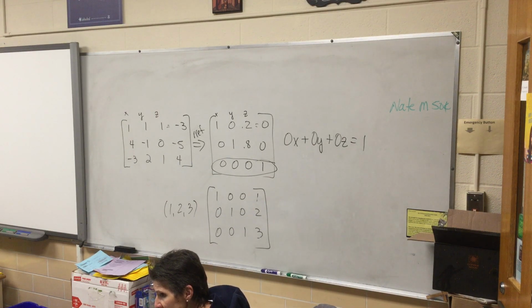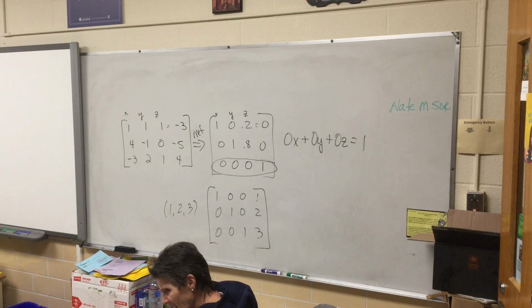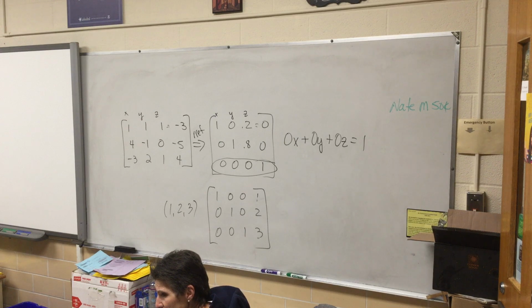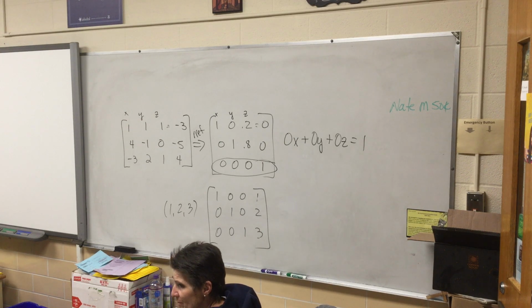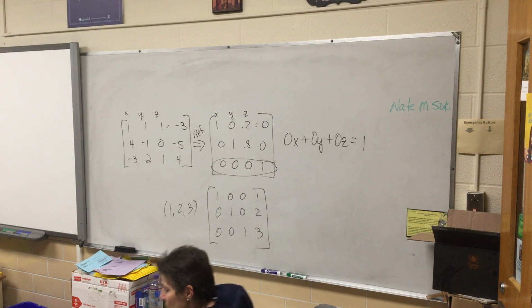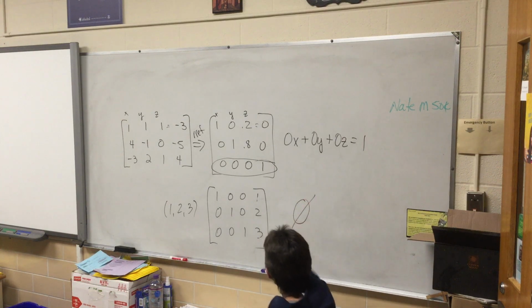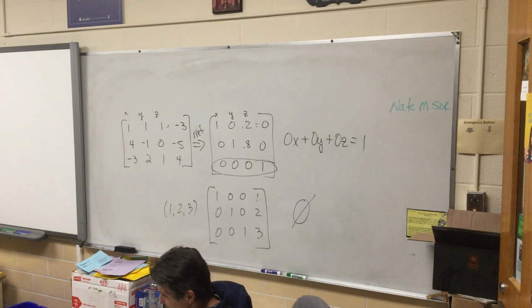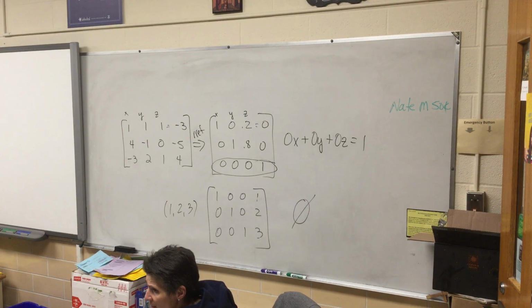Look at that equation. Can no x's, no y's, and no z's add up to be 1? What's the answer to this? No solution. No solution. Now, that's a little tricky.